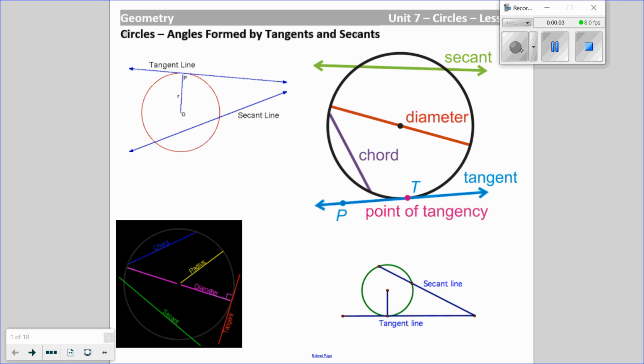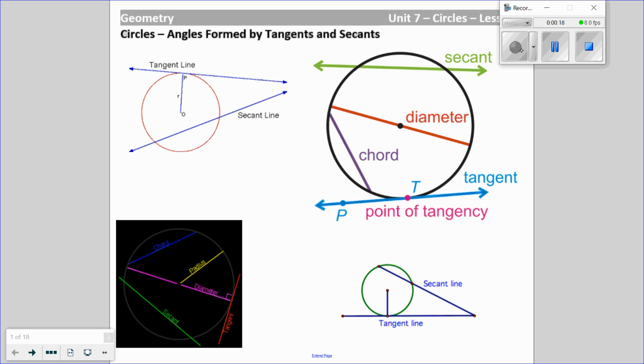Hello, geometry friends. We are on lesson 5 of our circles unit number 7. And today I'm going to be showing you some more new vocabulary and some more new rules about arcs, angles, lengths, and segments in a circle.